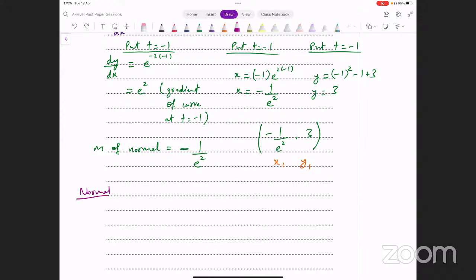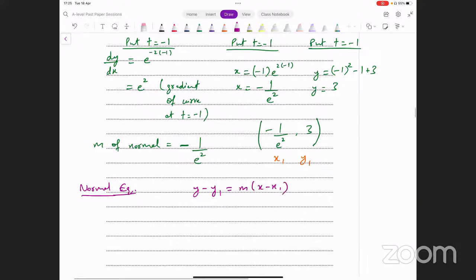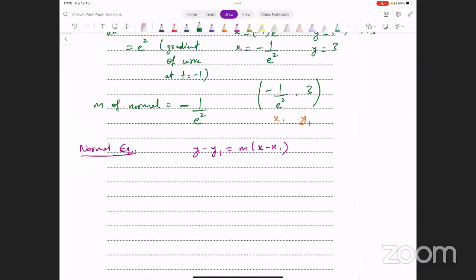Normal की equation क्या होगी? Let's figure that out. Remember, normal is a straight line. Straight line की form क्या होती है? Y minus y1 equals m into x minus x1. Let's input values in this and see what that gives us. Y minus 3, that equals m, which is minus 1 over e square, into x minus minus 1 over e square, so that x plus 1 over e squared. This is what the equation of the normal turns out to be.